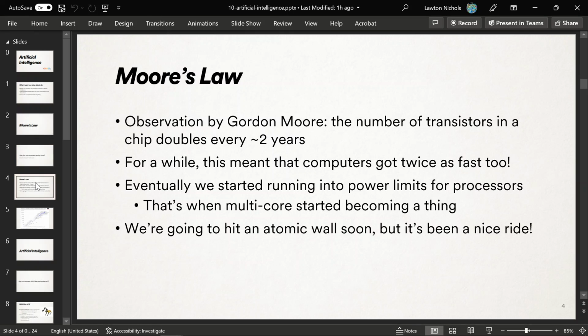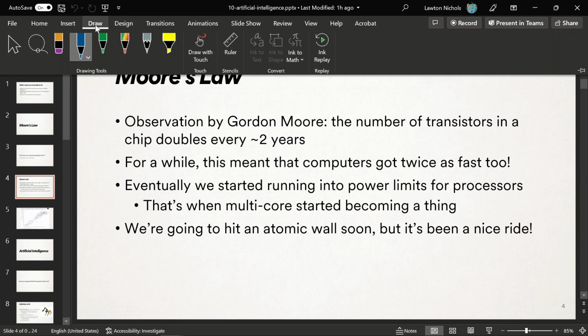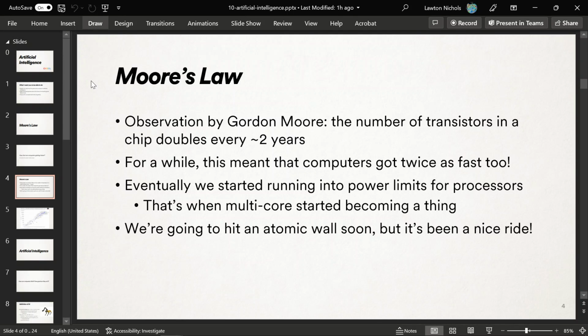The answer used to be pretty fast. So here's the idea. Moore's Law, I guess it's something that somebody noticed, something that tended to happen. This was observed by a man named Gordon Moore, who was one of the co-founders of Intel. And he noticed that the number of transistors in a chip doubles about every 2 years.